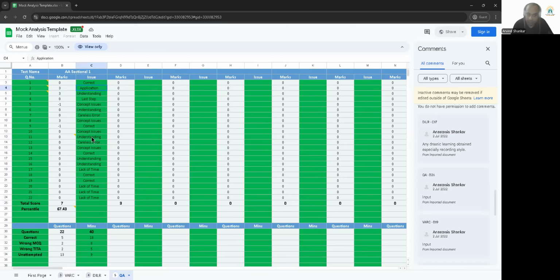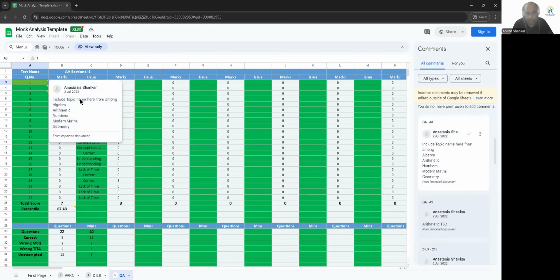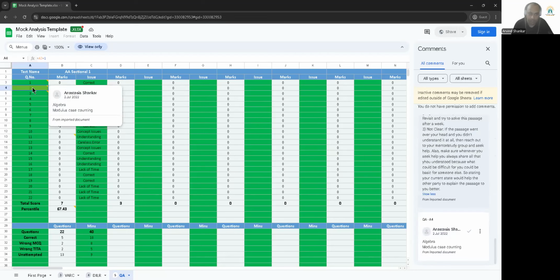इसमें ये भी ध्यान देना, once you download it and open it in Excel, यहाँ पे इन सारी चीजों का it will be a drop down box. It will not just be correct application. वही हम सोच रहे थे, I'll show you the Excel also, so that once you download it, you'll see how it looks like. Here, include the topic it is from: algebra, arithmetic, numbers, modern maths, geometry, whatever it is.